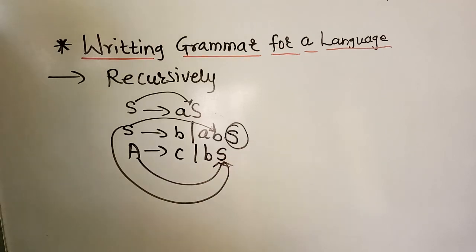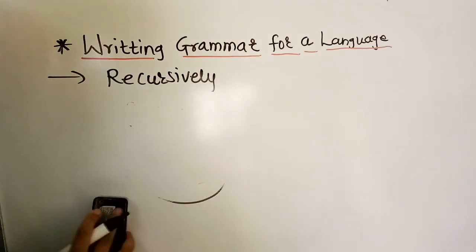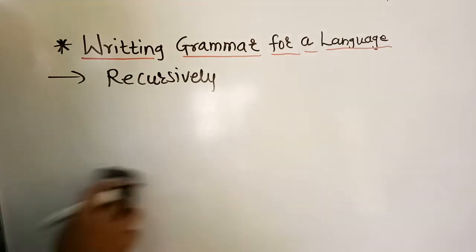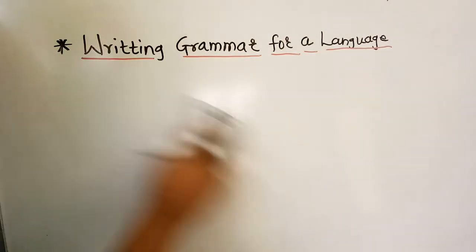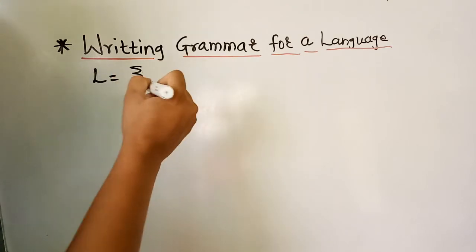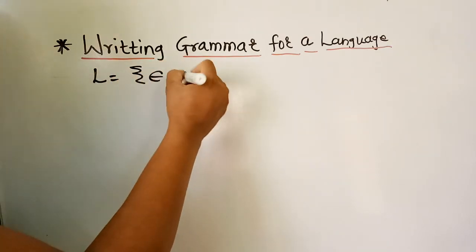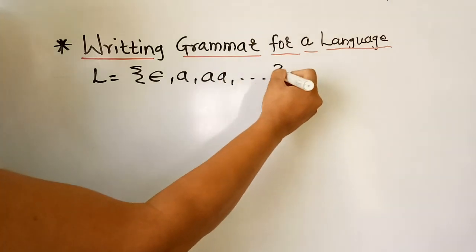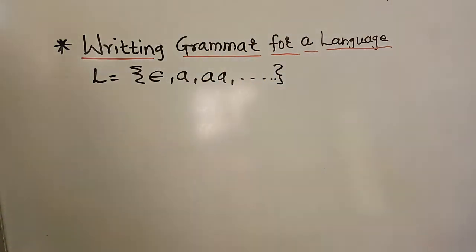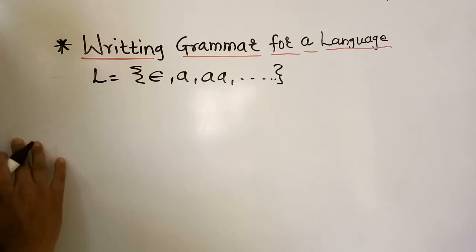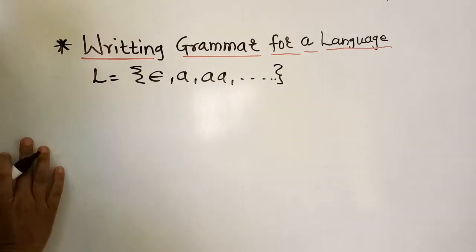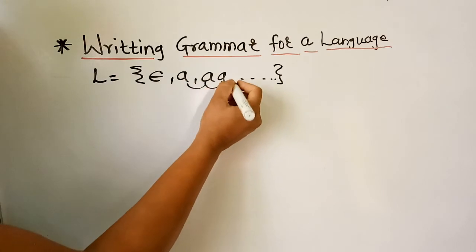For example, I will take one language and try to write a context-free grammar for that language. Suppose I have a language L equal to epsilon, A, and so on. From this language, you can get the idea that this is nothing but the Kleene closure of A. So A will appear again and again on the right, the same string. So we have to use recursion here because the same thing is appearing again and again.